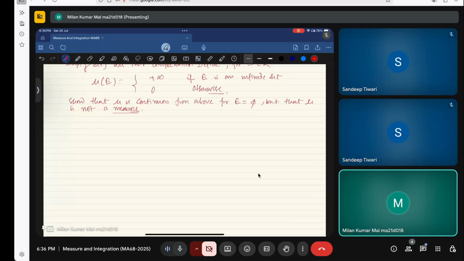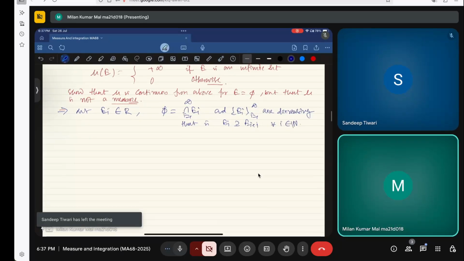So first, let E_i be a countable collection of elements such that E_i is converging to the empty set, that is, the empty set equals the intersection of E_i, i equals 1 to infinity. And the E_i are decreasing, that is, E_i is a superset of E_{i+1} for all i belonging to the natural numbers.